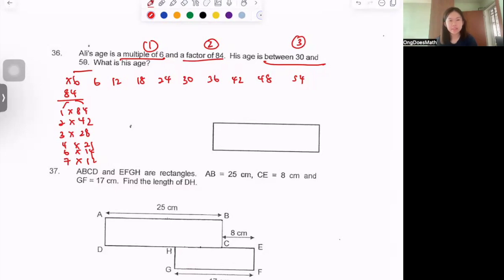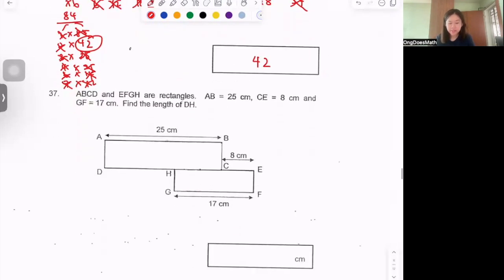Okay, so third criteria is that it must be between 30 and 50. So we can eliminate those that are not between 30 and 50. So eliminated. So this gone, gone, gone, gone, gone. So the number that appears on both sides is 42. So answer is hence 42.